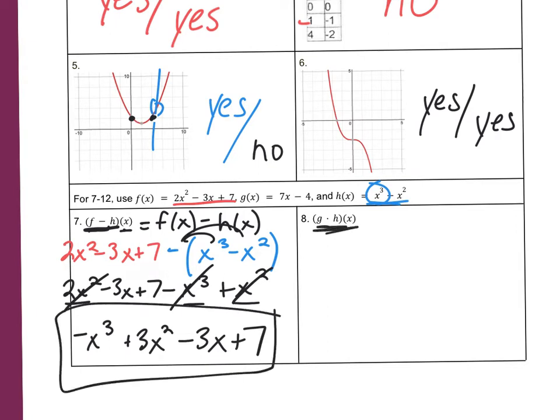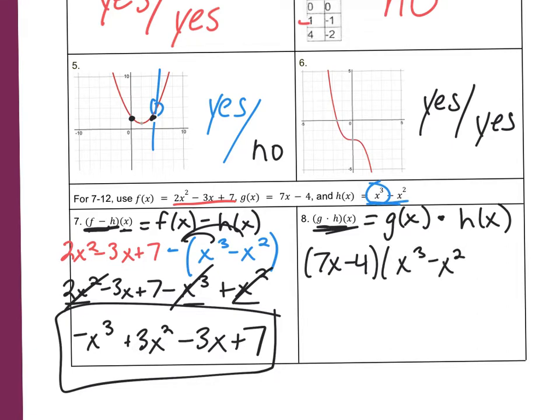Next one, similar, right? But this is multiplication. Don't get this confused with g of h of x. This is a closed dot, which just means multiplication. So anytime I'm multiplying two functions together, I'm multiplying the whole thing, so I need parentheses around both. And when I work this out, I get 7x to the 4th.